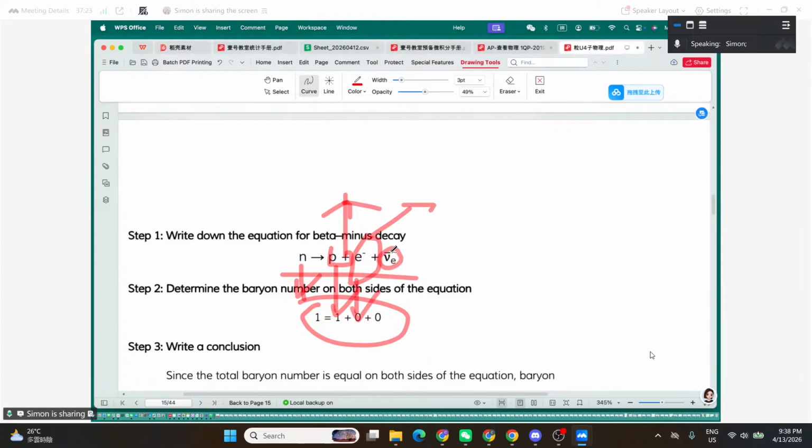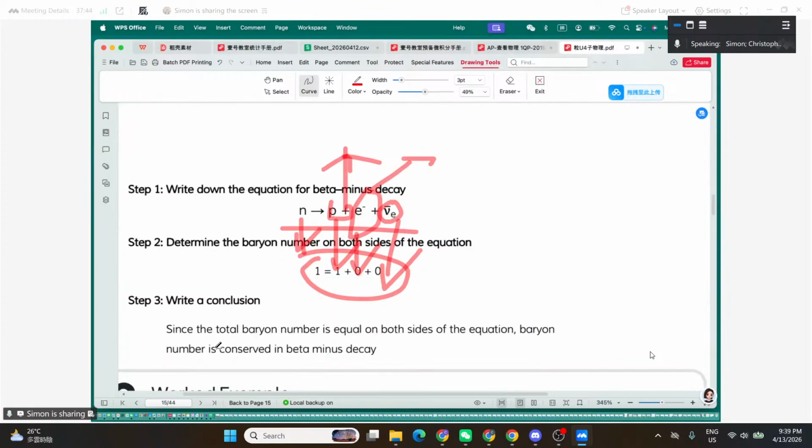And how about the anti-neutrino of the electron? It is also zero, right? Because they are not baryons, they are leptons. And we found the left side equals the right side. So the equation conserves the baryon number. No problem.